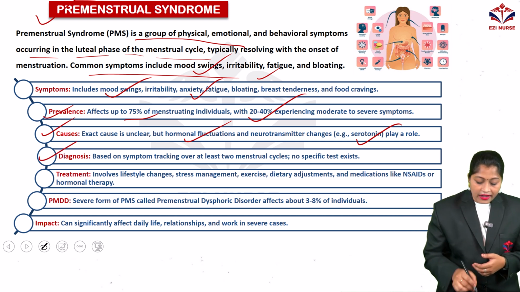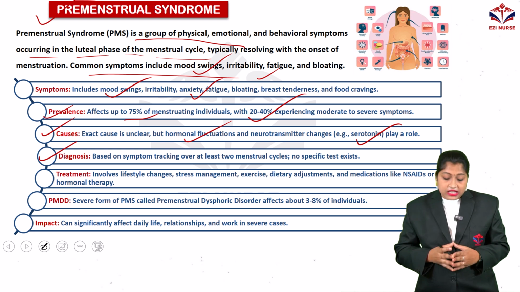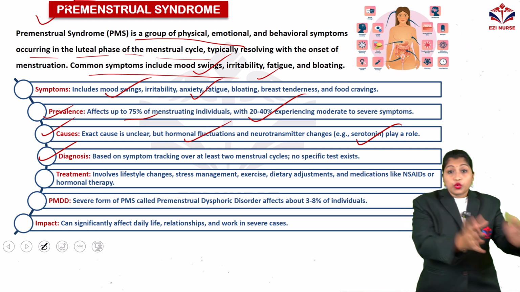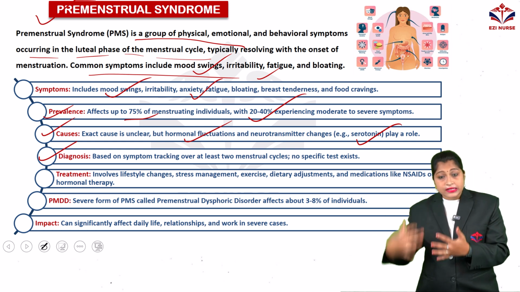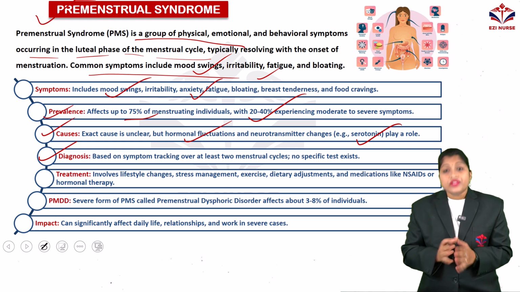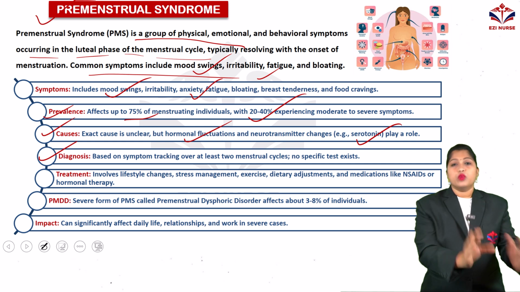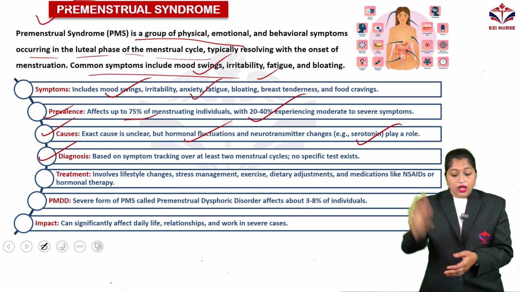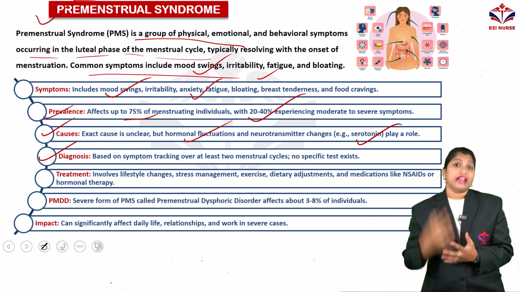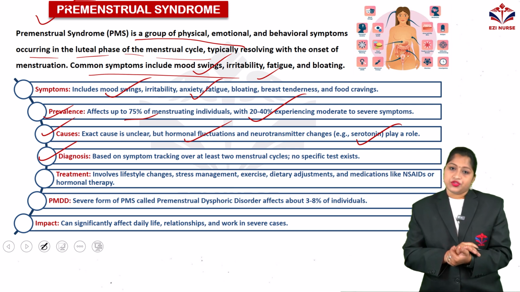So let's see what the diagnosis is, based on what kind of symptoms the woman is experiencing. For about 2 to 3 menstrual cycles, we see what different symptoms they are experiencing. Based on that, we predict that this woman is having premenstrual syndrome. There are no specific tests which exist to identify this premenstrual syndrome.